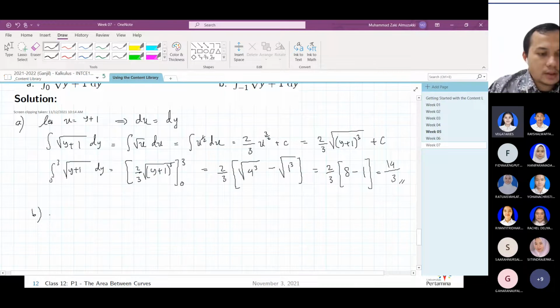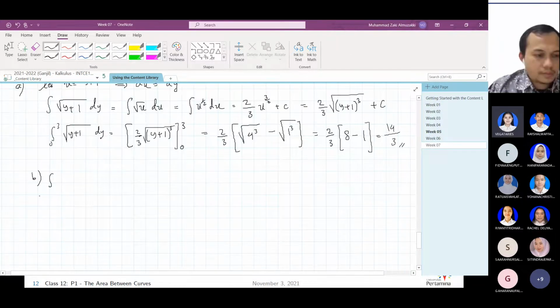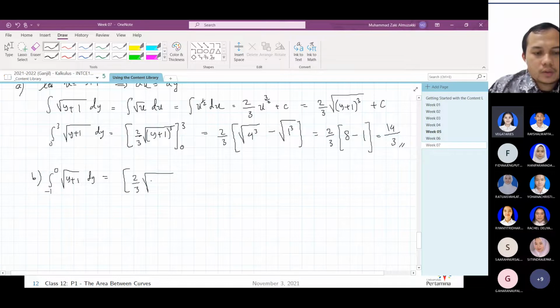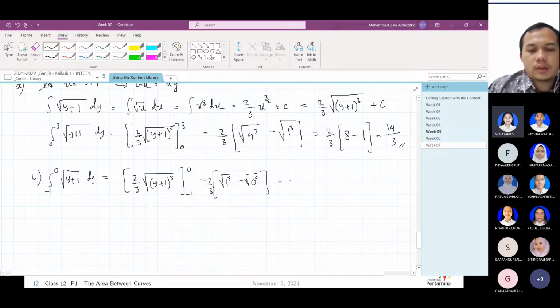And for b, we have the integral from minus 1 to 0 of square root of y plus 1 dy is equal to 2/3 square root of y plus 1 cubed from minus 1 to 0, which is 2/3 of square root of 1 cubed minus square root of 0 cubed. So this is 2/3.